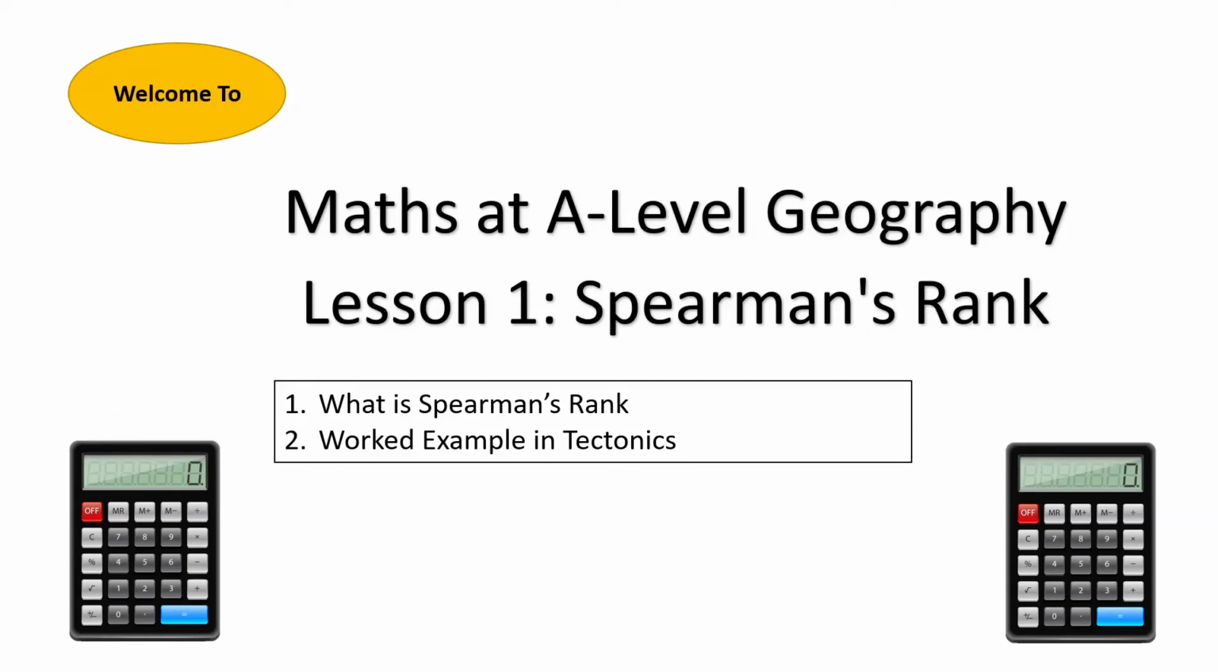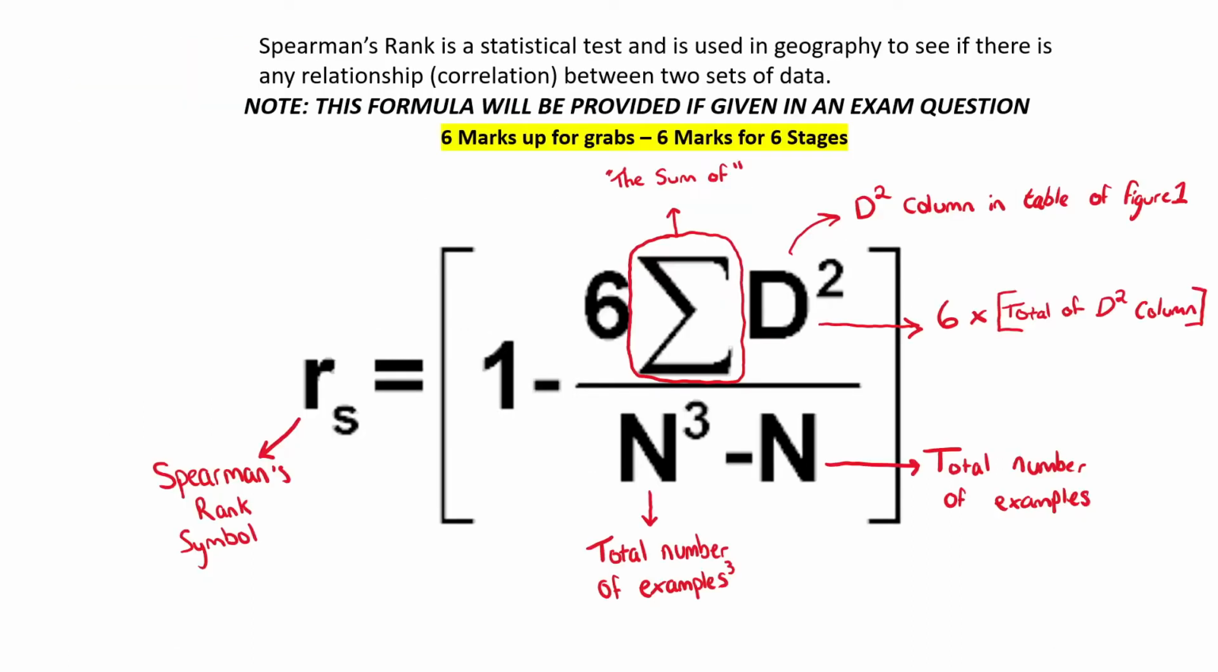Today we're going to be looking at Spearman's rank, and we're going to work through an example of how to do Spearman's rank but for a tectonics example. So to start us off, Spearman's rank is a statistical test and is used in geography to see if there's any relationship or correlation between two sets of data.